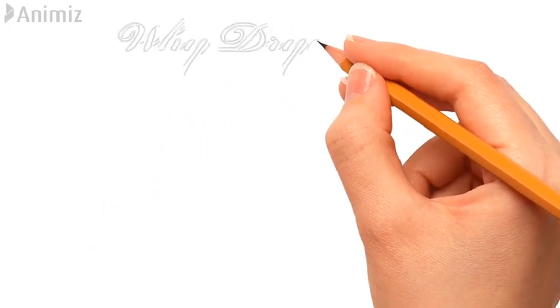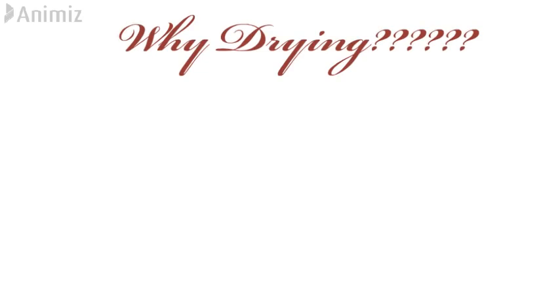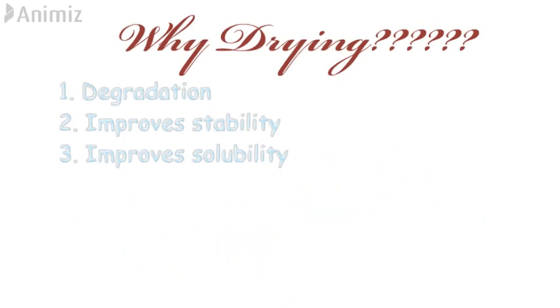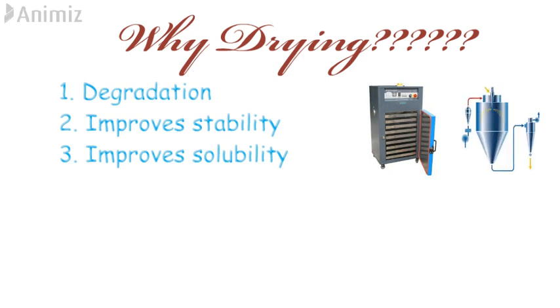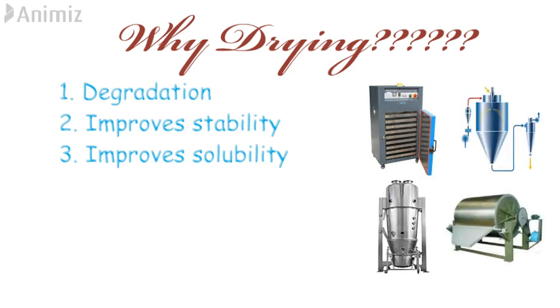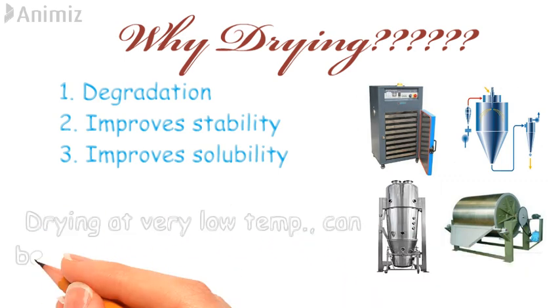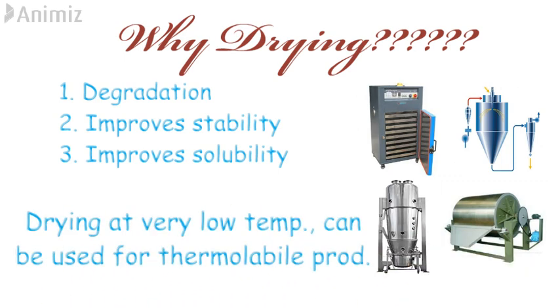So first let's see why drying is important. Drying is important because moisture can cause degradation of many products. Drying improves stability and also the solubility of many products. There are already many techniques of drying like tray drying, spray drying, fluidized bed drying or drum drying. Then why this new technique, freeze drying? It is because in freeze drying, the drying takes place at a very low temperature, which can be used for drying of thermolabile products.